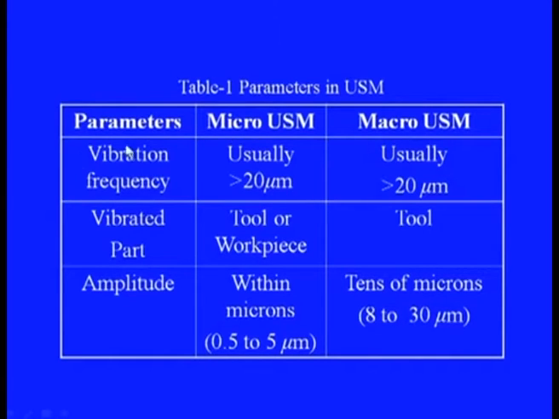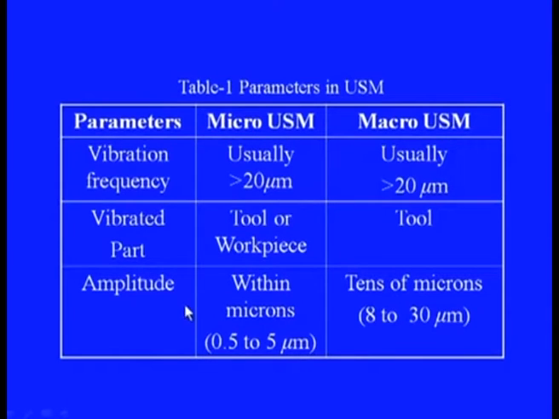It should be 20 kilohertz, and then the vibrated part can be either the tool or the workpiece in case of micro USM, but in macro USM generally the tool is vibrated. In micro USM there are a few reports in which researchers have studied imparting the vibrations to the workpiece as well, and they have got good response with this particular technique. Therefore, as far as the vibration is concerned, both can be subjected to this ultrasonic vibration in case of micro USM.